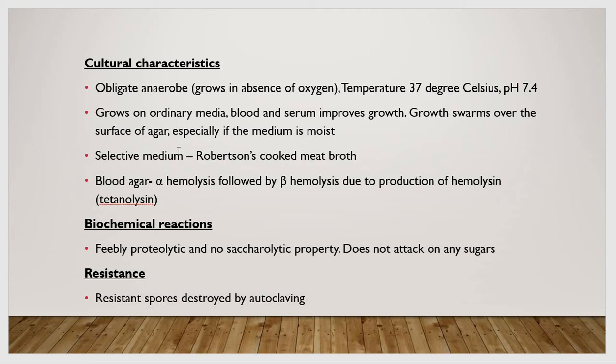Then growth swarms over the surface of agar, especially if the medium is moist. This means that the growth is spread. It's floating. It's spread all over the surface of the agar. The selective medium to culture it is Robertson's cooked meat broth. Then on blood agar, if we culture it, alpha hemolysis occurs, which is then followed by beta hemolysis due to the production of hemolysin, that is tetanolysin. It's also known as tetanolysin.